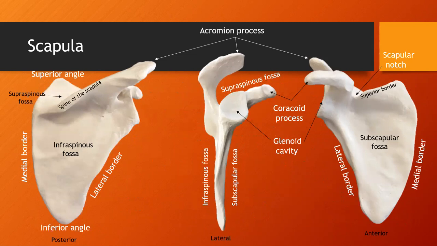There are 8 carpal bones in the wrist. 5 metacarpals and 14 phalanges in the fingers. Number 7, what is the largest bone in the upper limb? That is your humerus. The largest bone in the upper limb is the humerus. It articulates superiorly with the glenoid cavity of the scapula, which is here.